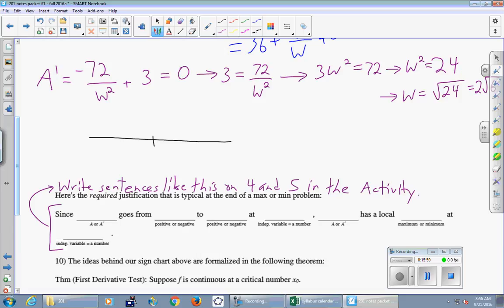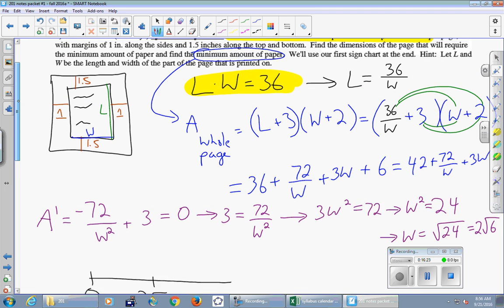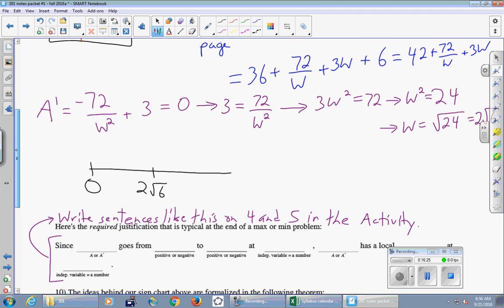We are going to put that number, 2 radical 6, right here on a number line. I'm also going to put 0 because negative widths have no meaning in this problem. So there's definitely a cap here on the left. And is there a cap on the right-hand side? 36? Oh, no, maybe there's not. Yeah, okay. All right, so I think we're good here.